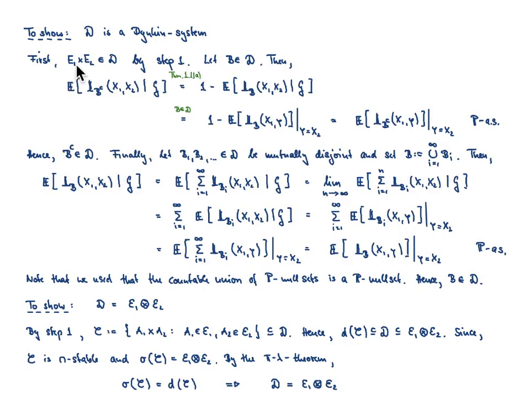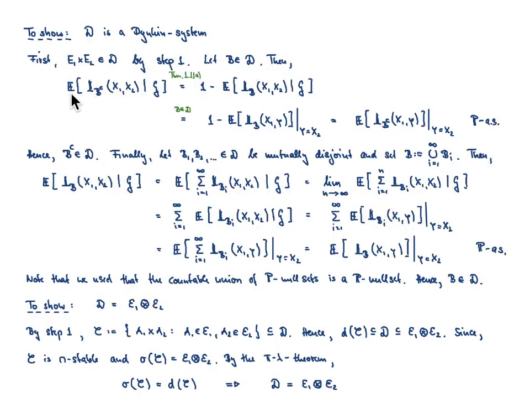So the first step is trivial. Namely, we have to prove that the full space, meaning E1 cross E2, is contained in D. But that's trivial. This follows immediately from step one, because that's a Cartesian product of two measurable sets chosen from the sigma algebras E1 and E2. So let's come to the second property. We choose a set B from our set of subsets script D.